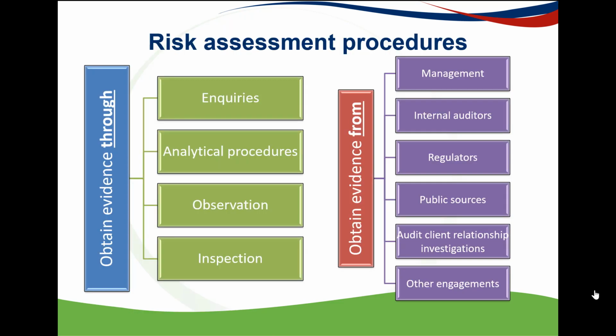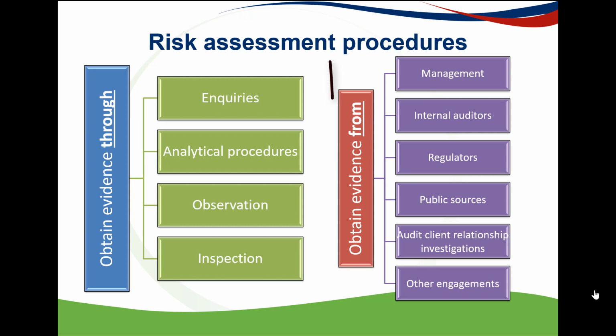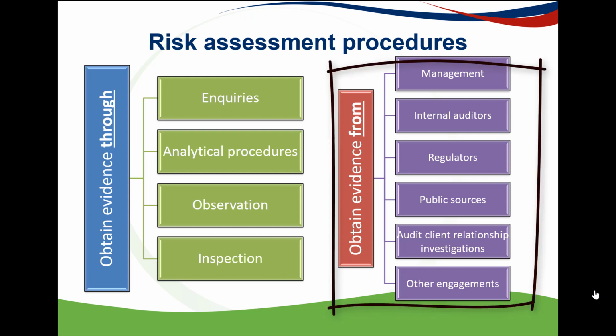Okay, good. So how does the auditor obtain evidence when performing risk assessment procedures? So firstly, he can perform inquiries and analytical procedures on the financial statements. He can observe certain processes or inspect documentation. From where will this evidence be obtained? So he can have discussions with management or internal auditors. He can also consult regulators such as SARS. He can have a look at press releases or investor or analyst reports, which are public sources and available.